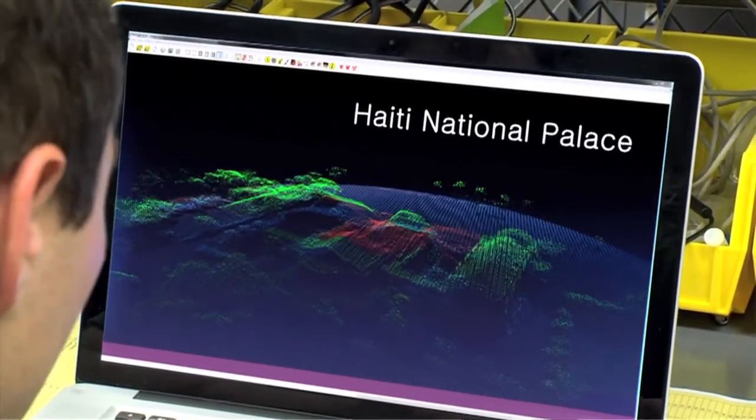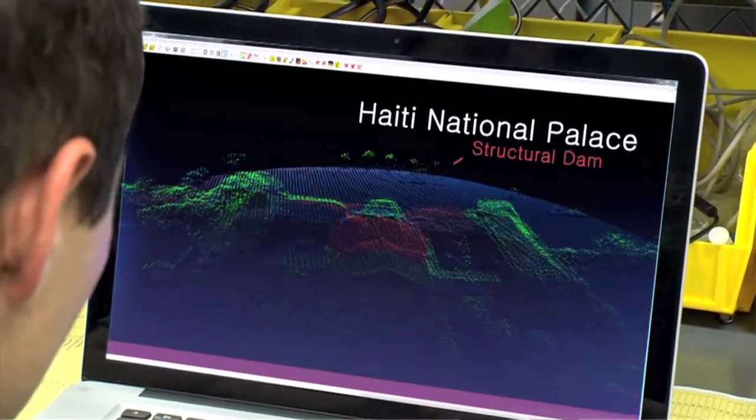We flew our sensor for about 7 days, covered about 250 square miles, generated over a terabyte worth of data, which was then delivered back to the World Bank, to the United Nations, and all sorts of NGOs and other government agencies who are still to this day using the data to help in the relief efforts in Haiti.